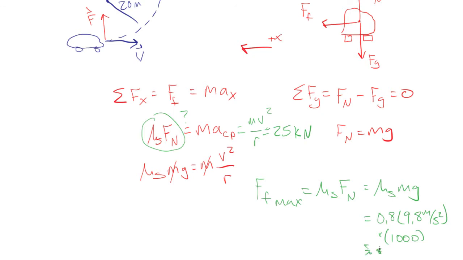7,800, I was way off. So 7,800 newtons is the maximum frictional force that I can apply. In order to go in the circle at the speed that I'm going, though, I need to apply 25 kilonewtons. So what this says is I'm not going to make the turn. The force that I need to apply is much greater than the force that can hold me on the road. So I'm going to try to turn the wheel, and I'm just going to slide because I'm going too fast.